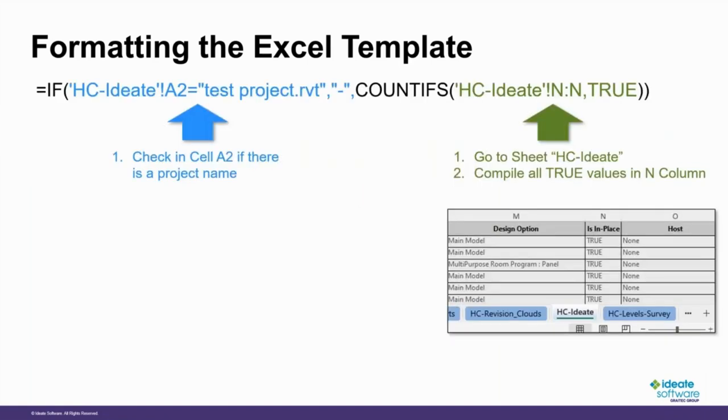So if we look at the anatomy of this a little bit more closely, the first part of this formula is more for formatting purposes. So it's checking if there's a project name. So essentially it's checking if the template has run correctly. And in the second part, it is going to the HC ideate sheet, the name of the sheet. It's going to column N in that sheet, and then it's counting up all of the true values. So we're basically using some advanced formulas to summarize data in other sheets, and we're pulling this all together on a single page. So I'm not going to claim to be an Excel wizard here.